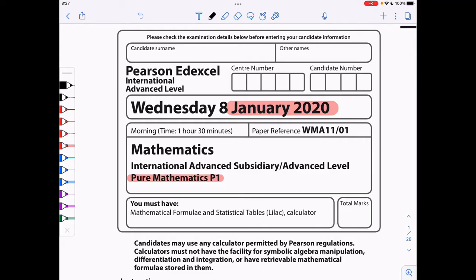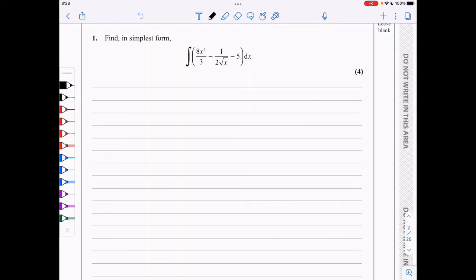Hi everyone, today we'll be looking at the January 2020 P1 paper. Question 1, we need to find in its simplest form this integral, and I will start by writing it in a form that allows integration to take place. So it's 8x cubed over 3 minus a half x to the minus a half minus 5 dx.